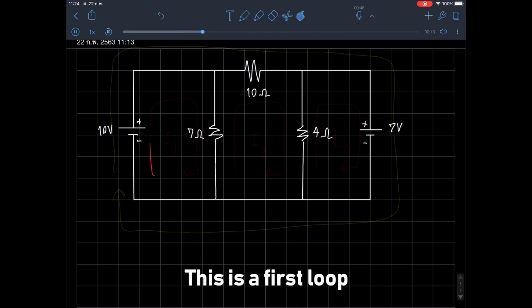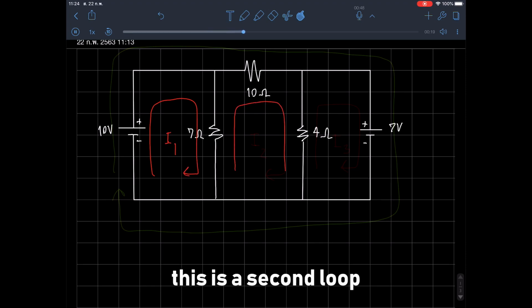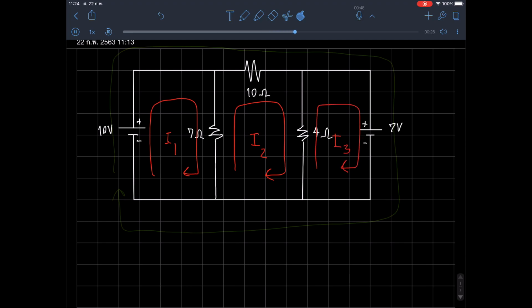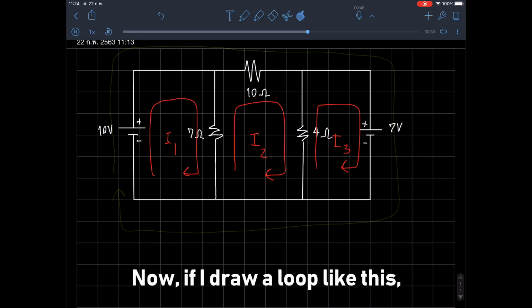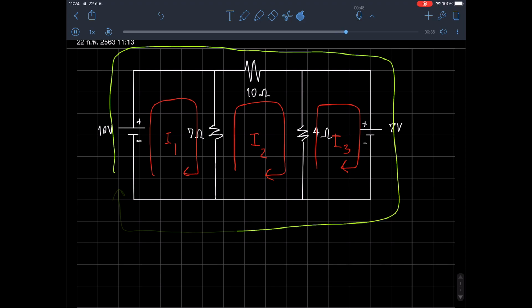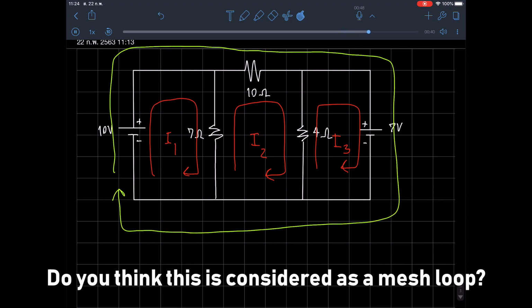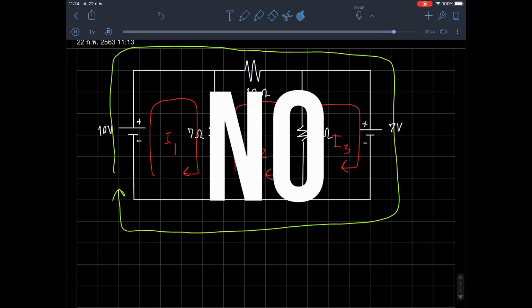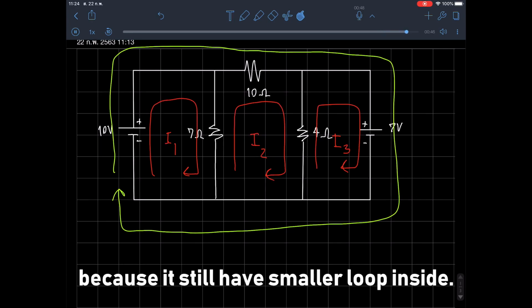So this is the first loop. This is the second loop. And this is the third loop. Now, if I draw a loop like this, do you think this is considered a mesh? No, because it still has a smaller loop inside.